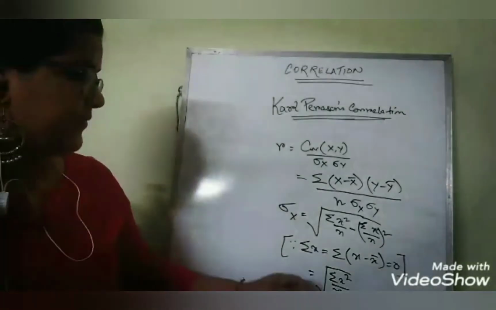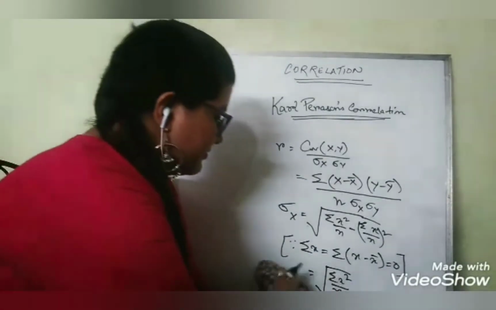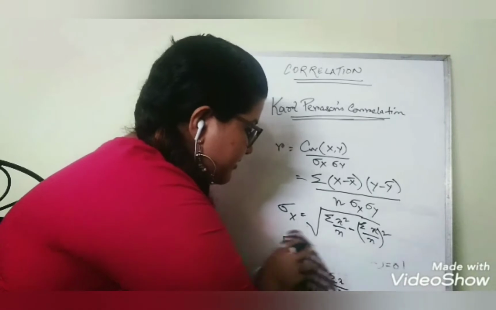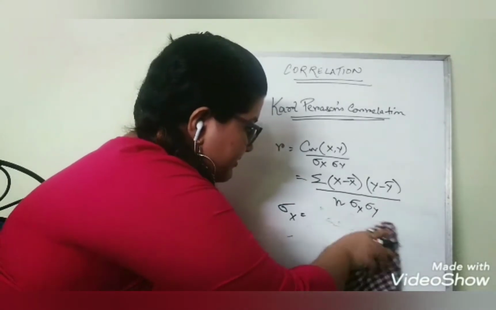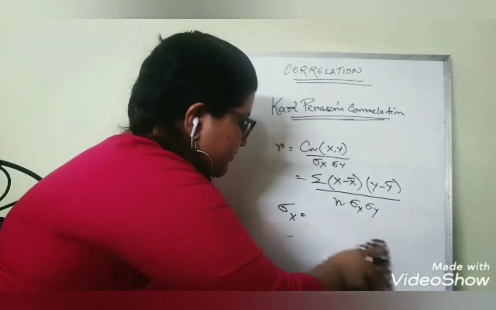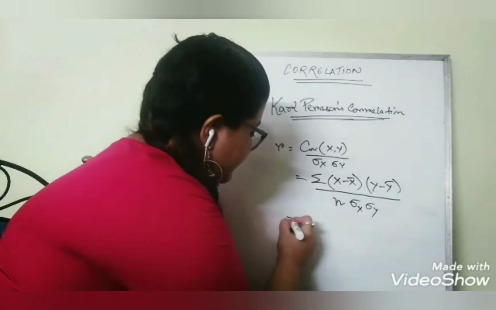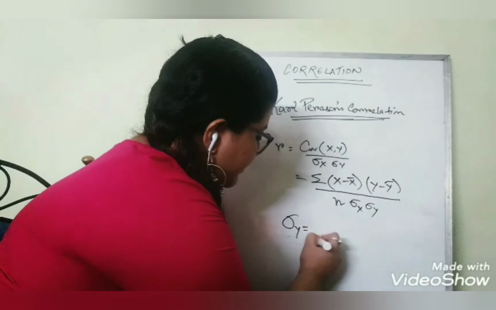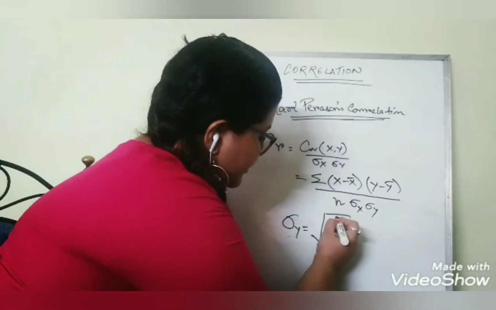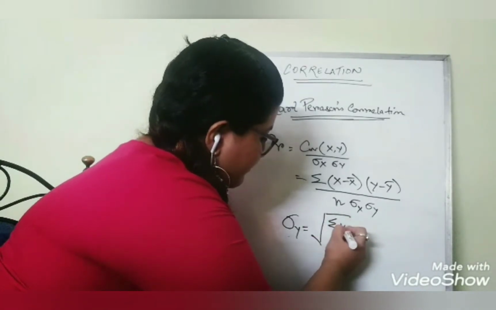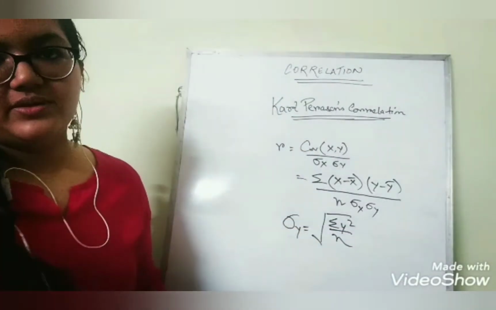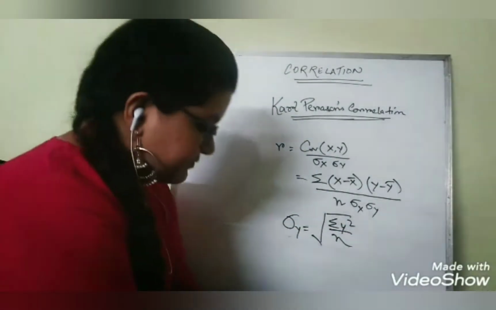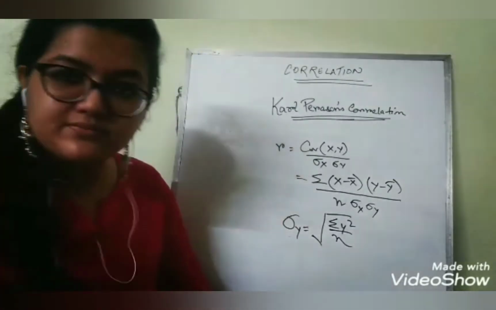So in the same way we have to assume that in case of y also, so your sigma y will be root over summation y square by n in the similar way, right?